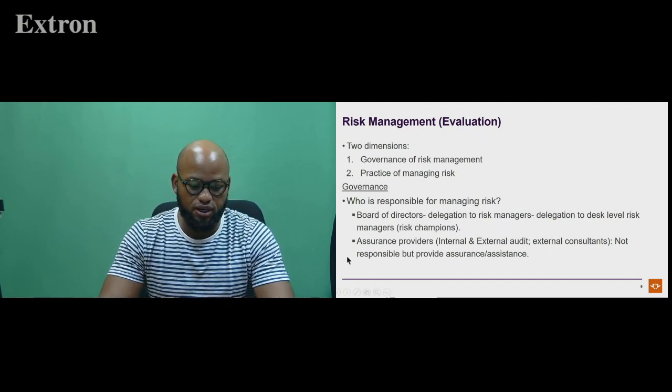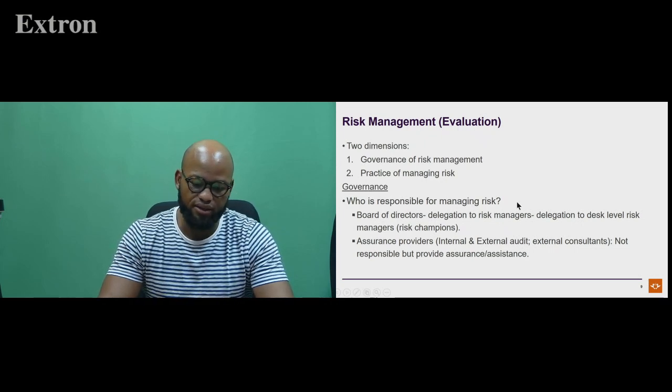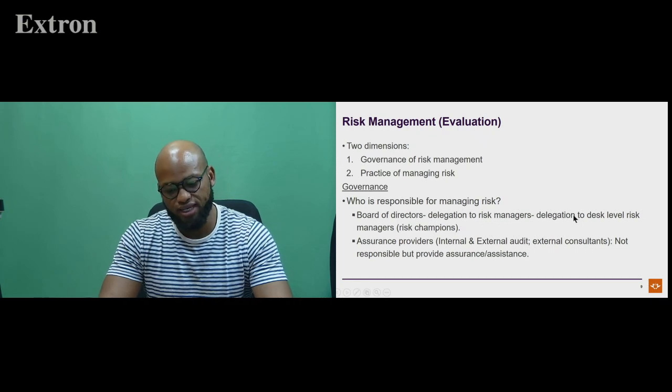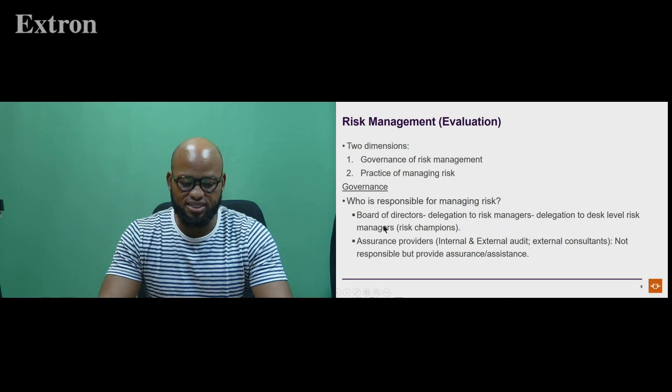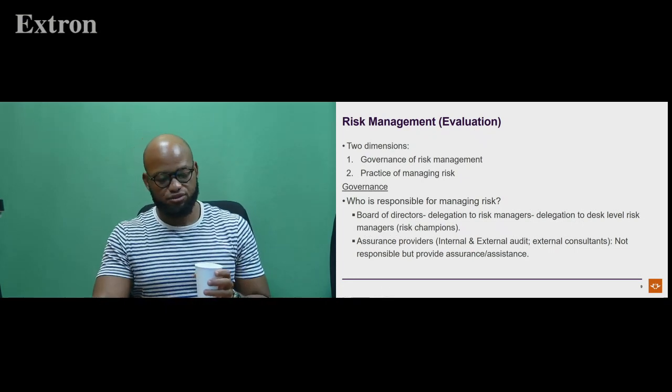So very often the board of directors will delegate the responsibility for managing risk to risk managers, okay? And these risk executives or risk managers will then in turn delegate some responsibilities to people at the desk level, maybe risk champions or individuals at the lower levels of the company's hierarchy.